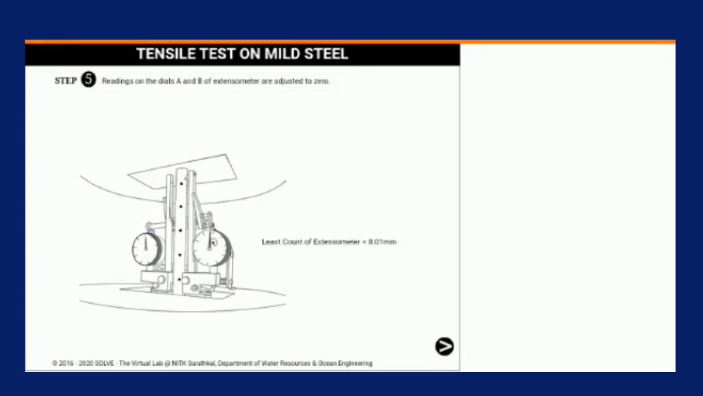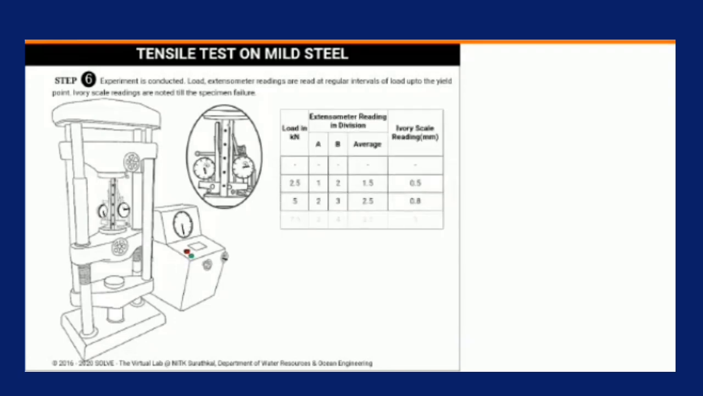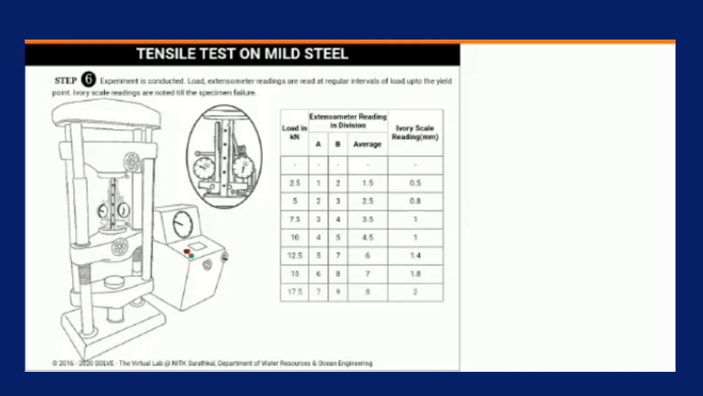The next step is the experiment is conducted. Extensometer readings are read at regular intervals of load up to the yield point. Average scale readings are noted till the specimen failure.